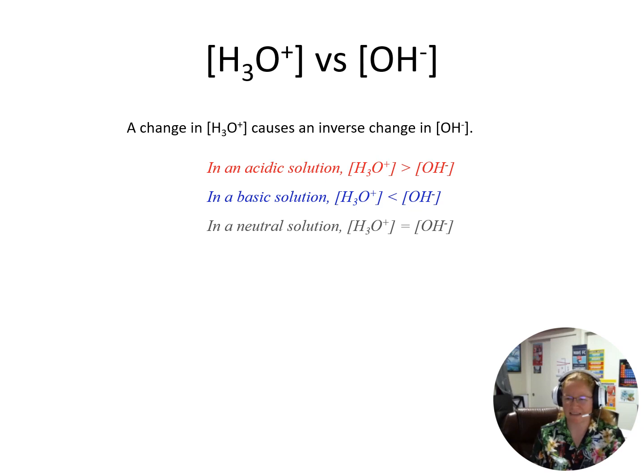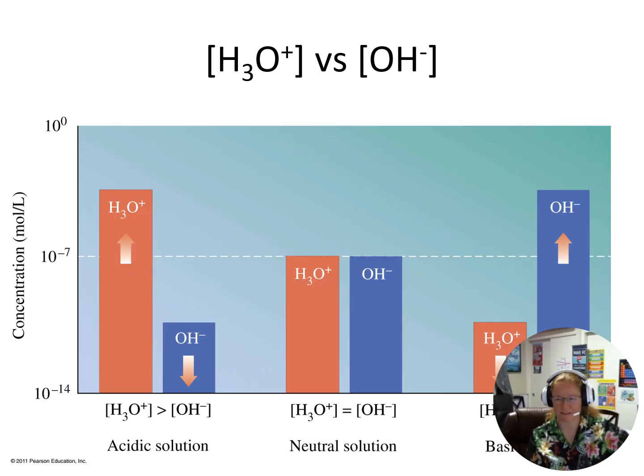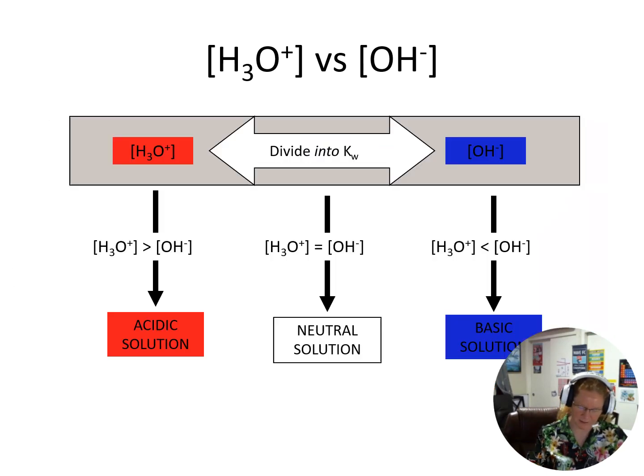So if I'm looking at something that's acidic, I'm going to have more hydronium than hydroxide. If I've got something that's basic, I'll have more hydroxide than hydronium. And when it's neutral, they equal each other. Okay? And so there's a visual for you. So acidic, we've got more hydronium. Basic, we have more hydroxide. And neutral, they are equal to each other. Okay? And so I can use that Kw to go between them.